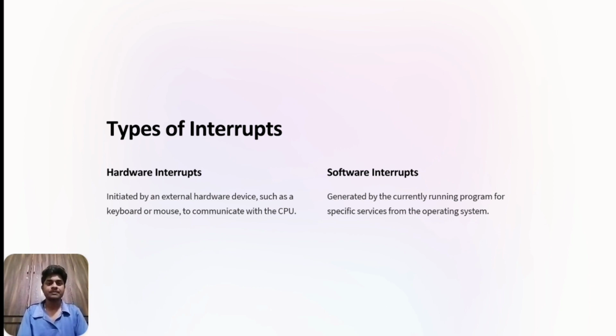Types of interrupts: hardware interrupts and software interrupts. A hardware interrupt is initiated by an external hardware device such as a keyboard or mouse to communicate with the CPU. A software interrupt is generated by the currently running program for specific services from the operating system. Hardware interrupts come from things like the keyboard or mouse to communicate with the CPU, and software interrupts are generated by currently running programs.